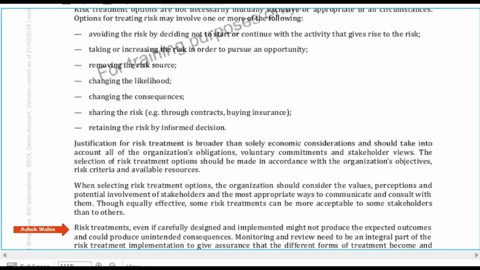Whenever you are going for a risk treatment plan or whatever option you have chosen for risk treatment, you must monitor and review the implementation to give assurance that different forms of treatment become and remain effective. And risk treatment can also introduce new risks that need to be managed. For example, if you are transferring the risk by buying insurance or going into a contract, that may introduce new risks. So that has to be managed by auditing the third party. This is one control for looking at the third party or supply chain.